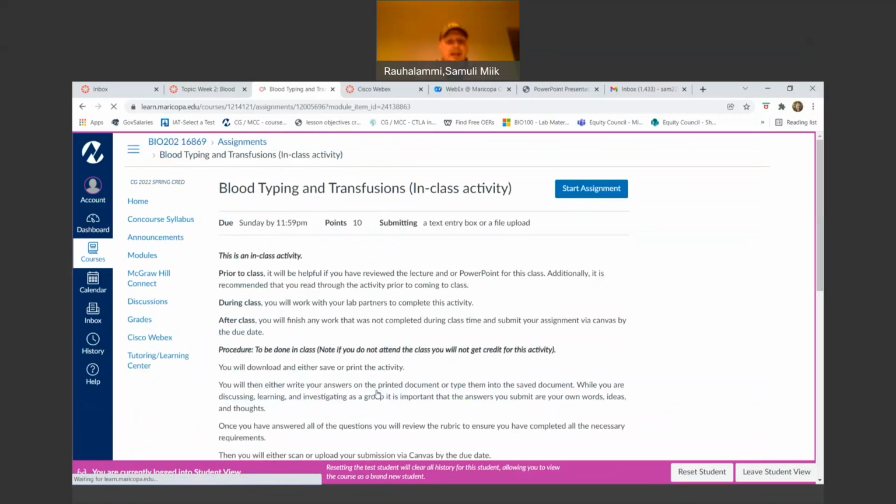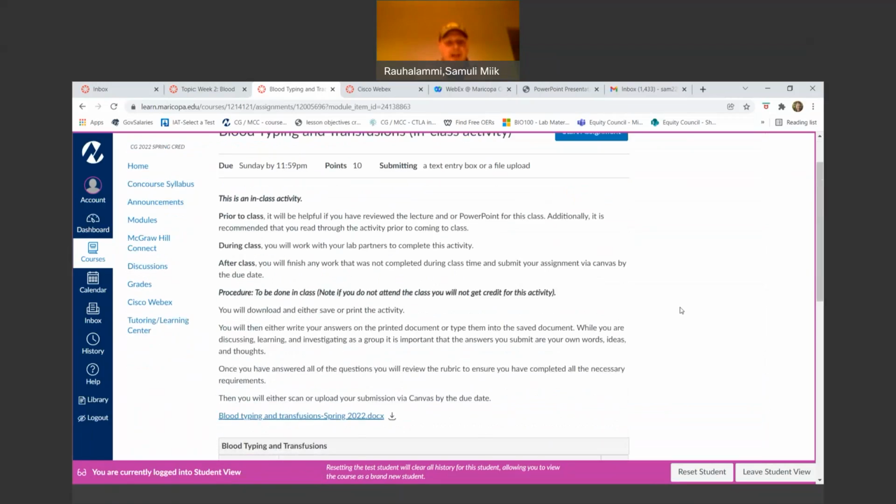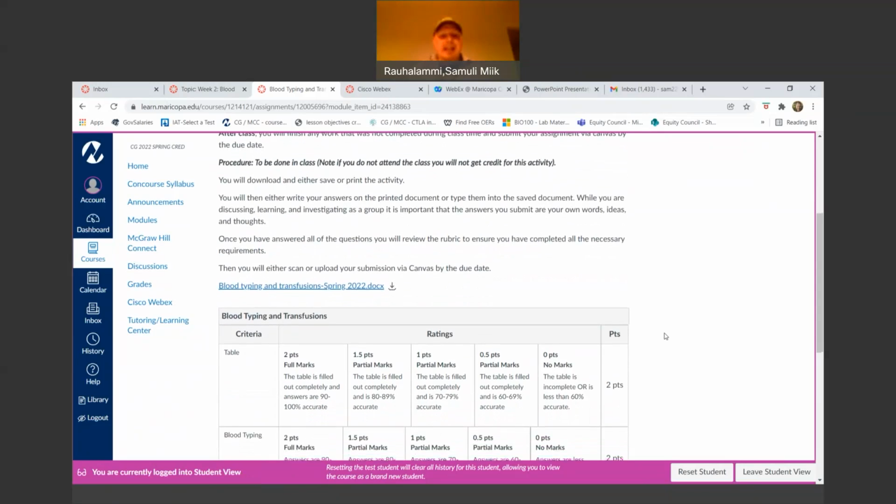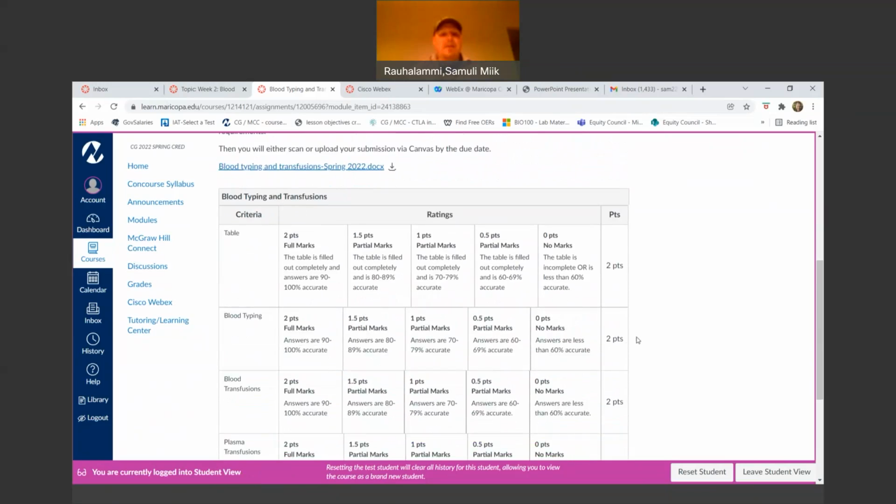Once you click in there, you'll see a description of the activity. What you'll need to do is download the blood typing and transfusions worksheet. This is the lab report that you complete, and this is the lab report that you submit to me to get points for completing this lab. And we often do provide you with a grading matrix that breaks down in quite a bit of detail how your grade for completing this lab will be calculated.